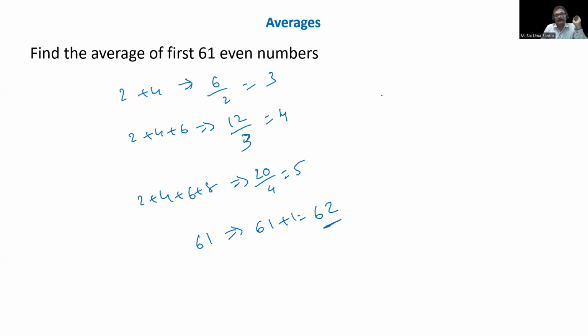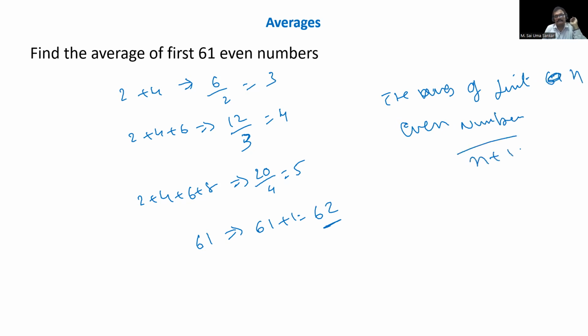That means the average of first 61 even numbers, or n even numbers, is n plus 1.